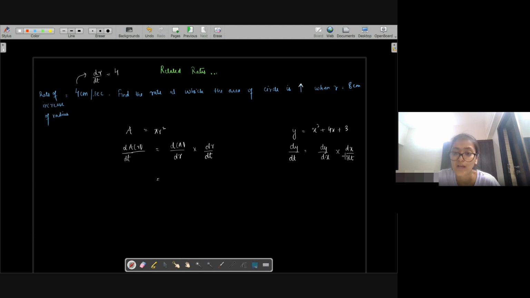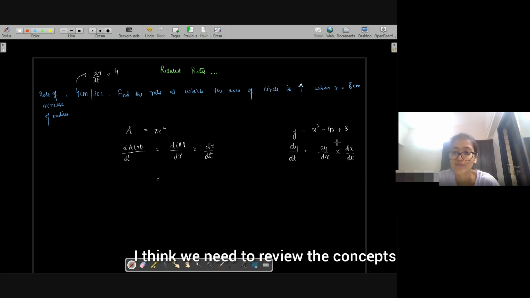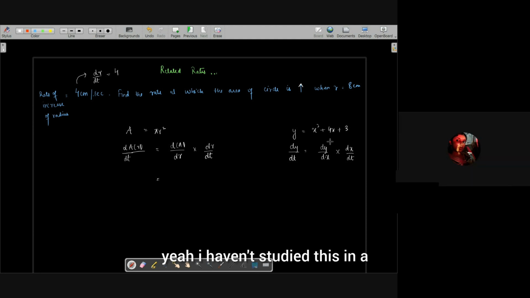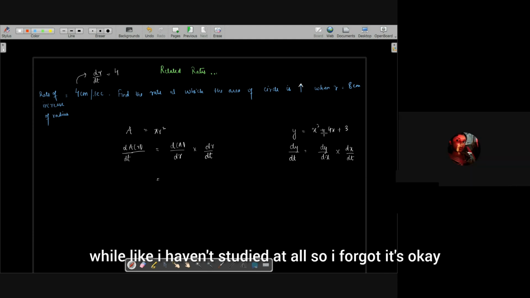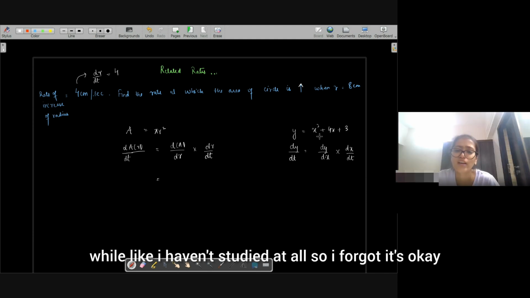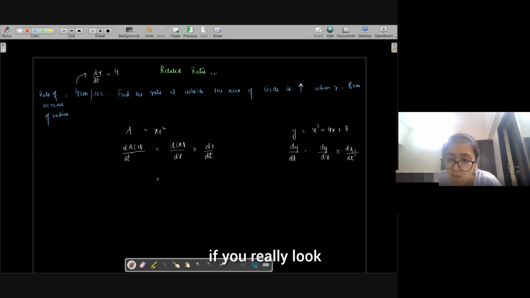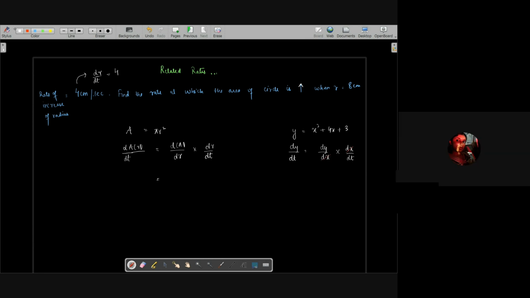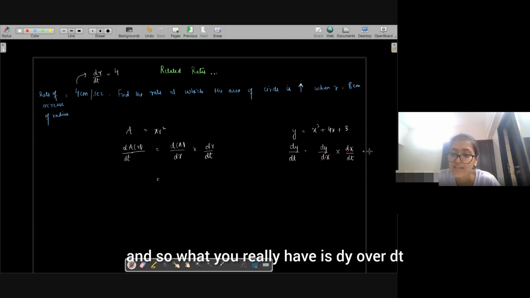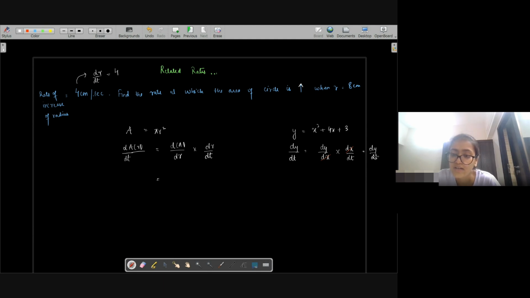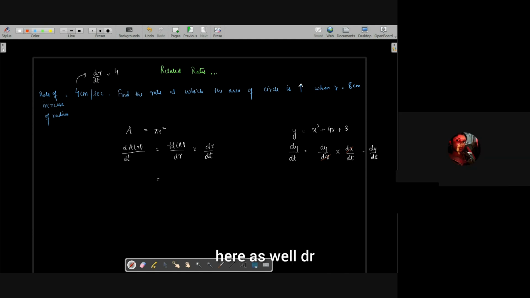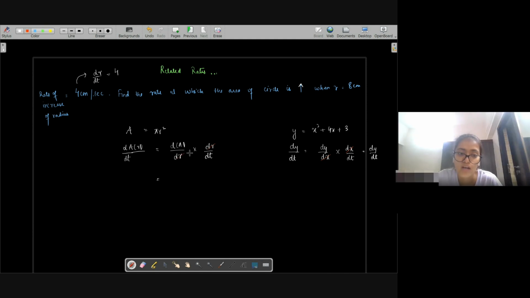This is the rule. I think we need to review the concepts. Yeah, I haven't studied this in a while. I haven't studied at all, so I've forgotten. And the logic is, if you really look, dx and dx cancel, and so what you really have is dy over dt. Here as well, dr and dr cancel out, and what you actually have is dA over dt.